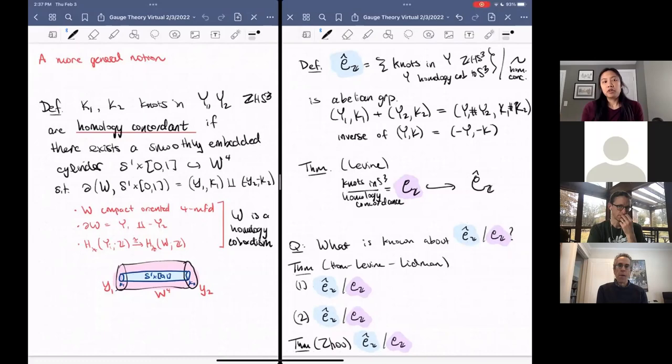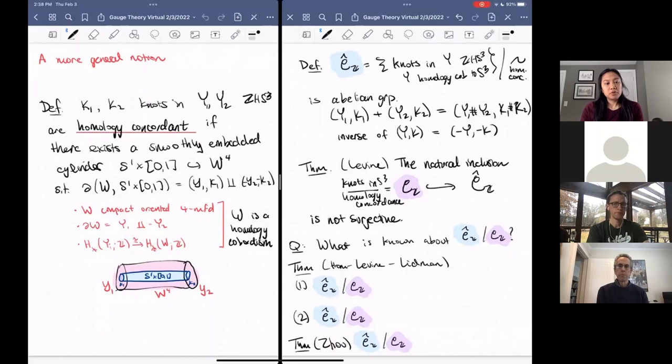The goal for this talk is to study this homology concordance group, C-hat-Z. There's a natural inclusion if we take knots in S3 up to concordance into this group. We have this natural inclusion map, and a result of Adam Levine says that this map is not surjective. We can take the quotient of C-hat-Z by knots in S3, and we can study the quotient group.